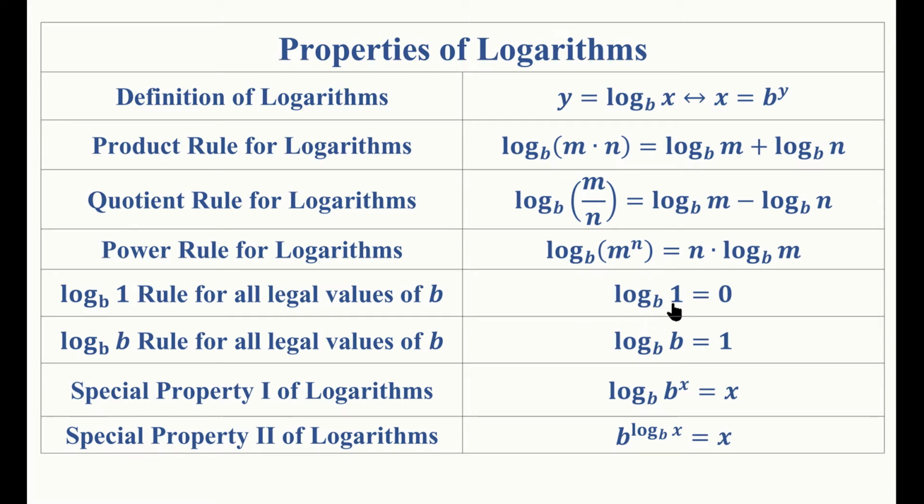Then we had the log of 1 rule for any base. We know we get 0 because any base to the power of 0 is 1. Log base b of b itself, of course, will be 1 because b to the power of 1 gives us b. And log base b of b to the x equals x because b to what power becomes b to the x? Obviously x. This one comes right out of the definition of logarithms. In this equation here, if we take y and replace it with what it's equal to, which is log base b of x, we get b to the power of log base b of x equals x.